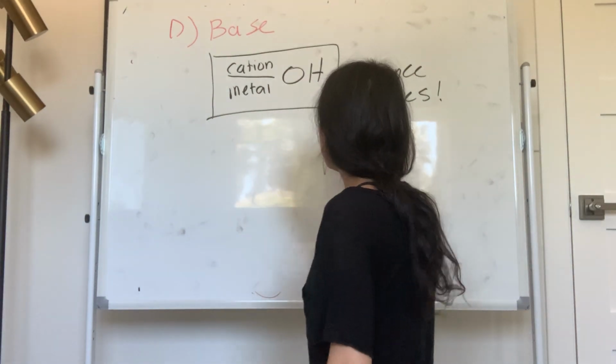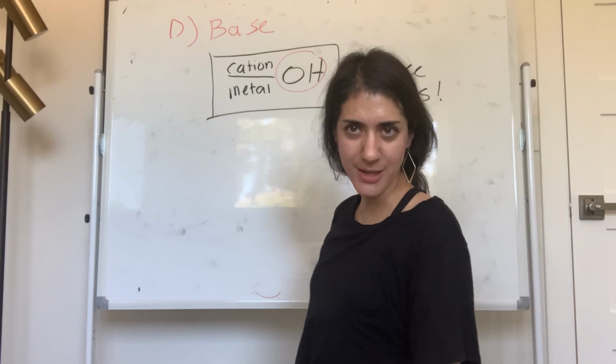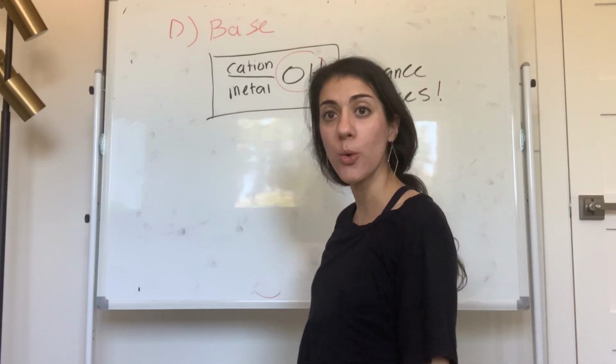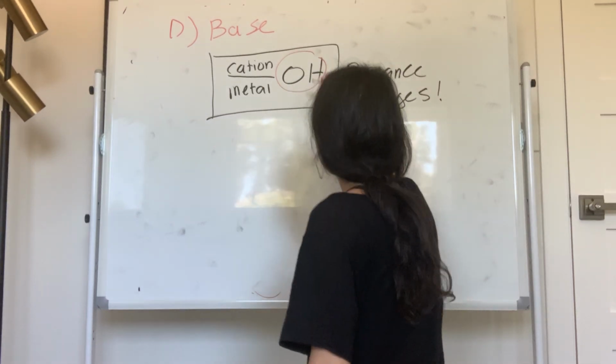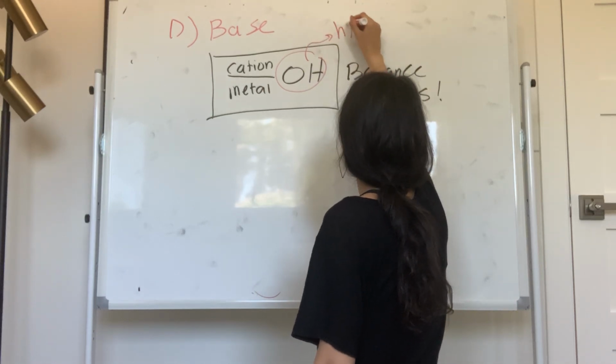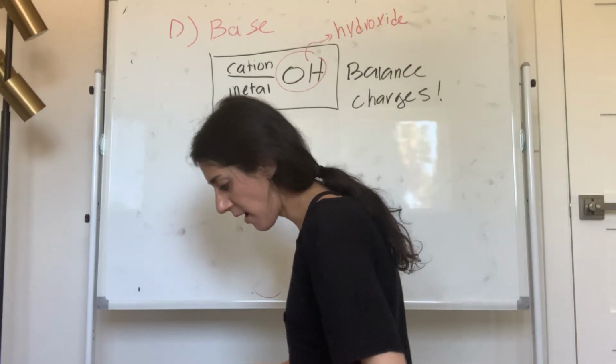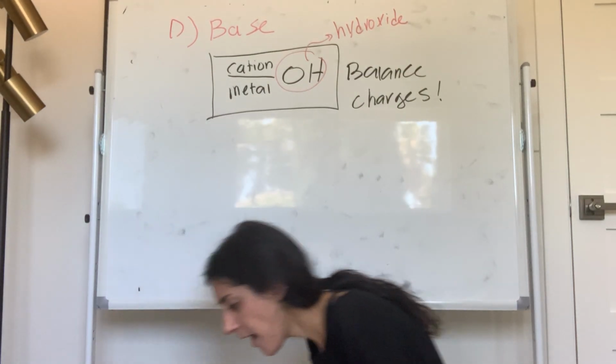I want you to look at your polyatomic ion sheet and tell me what OH is. If you look at it on a polyatomic ion sheet, this is hydroxide. It's a polyatomic ion. It's a hydroxide.